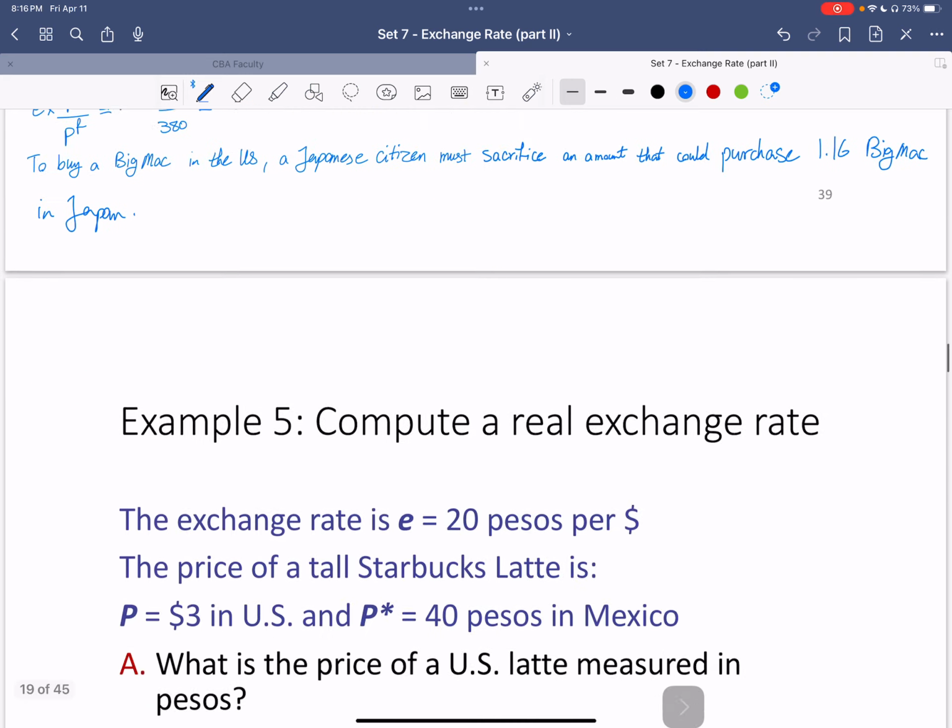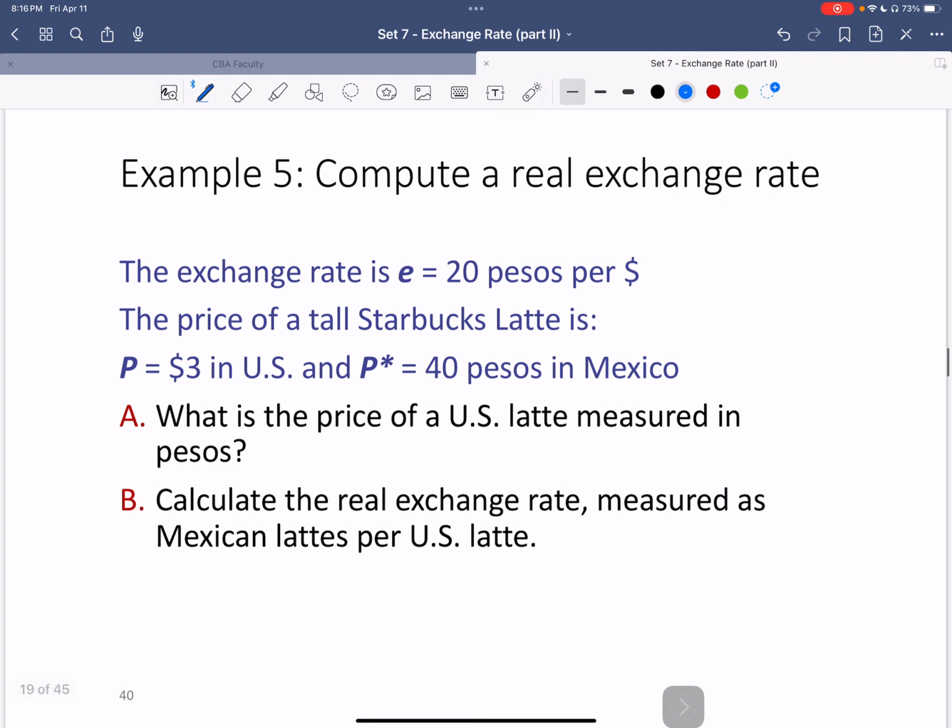Let's look at another example. The exchange rate is 20 pesos per dollar this time. The price of a tall Starbucks latte is $3 in the US and 40 pesos in Mexico. What is the price of a US latte measured in pesos? I would suggest you to pause the video and see if you can solve the question by yourselves.